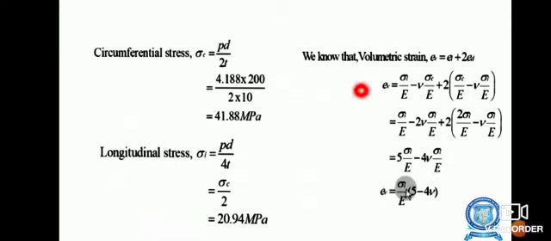Listen, that is the formula explanation for volumetric strain. The volumetric strain is equal to longitudinal strain plus 2 into lateral strain.